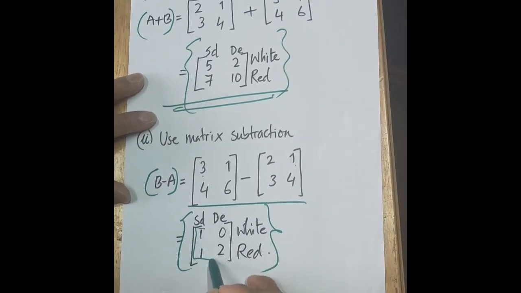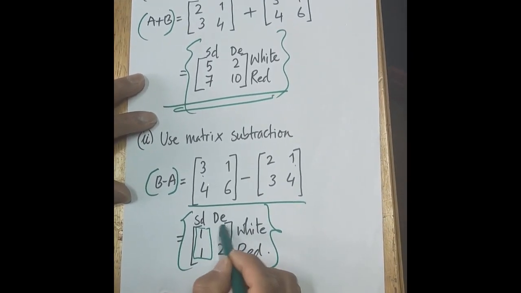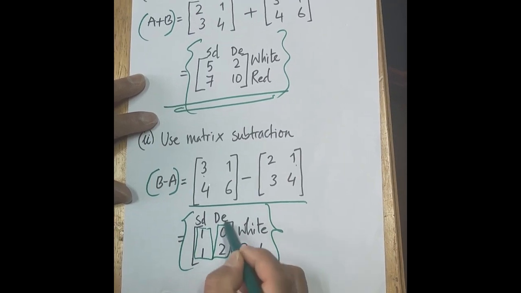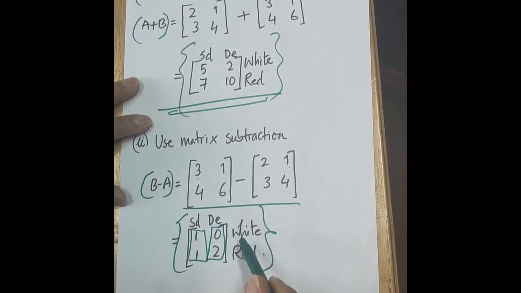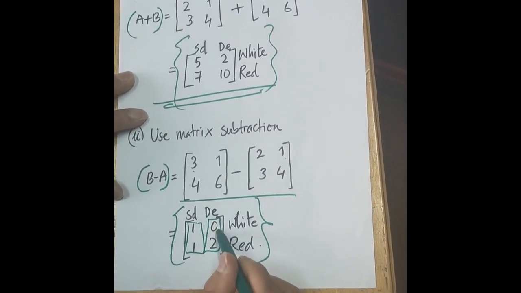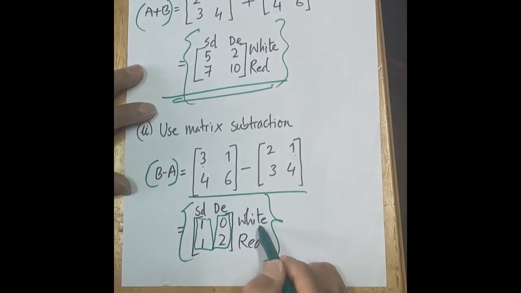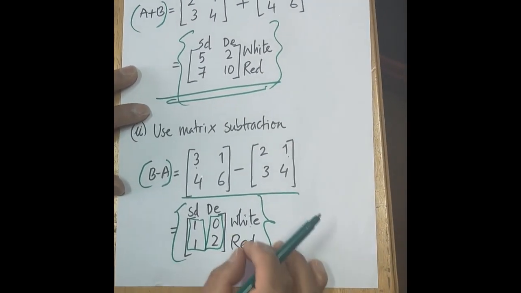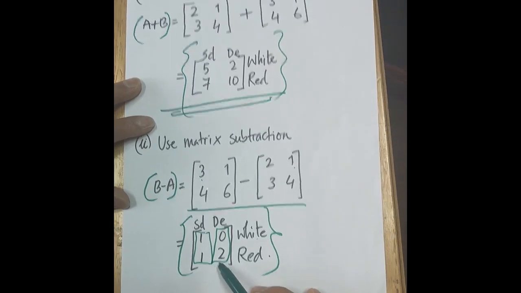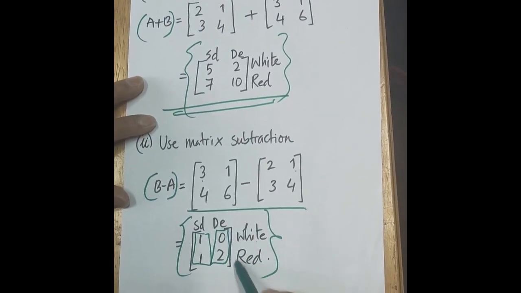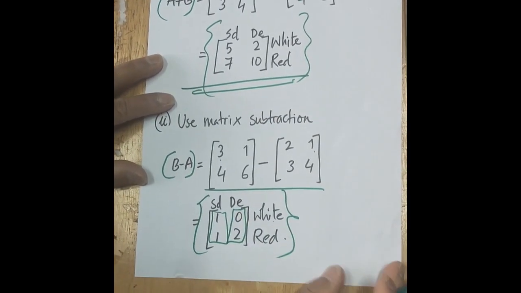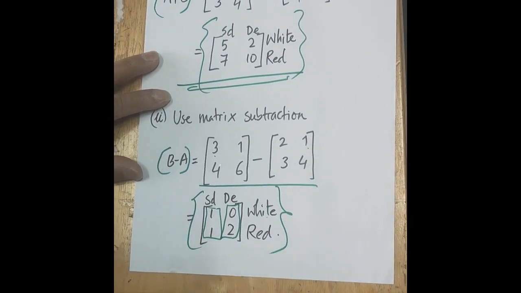But if you talk about the deluxe car, the total increase in sales from January to February for the deluxe car is, for the white color, it didn't change, it remains the same because it's 0. Whereas in the case of the red car for the deluxe, it has increased by 2.